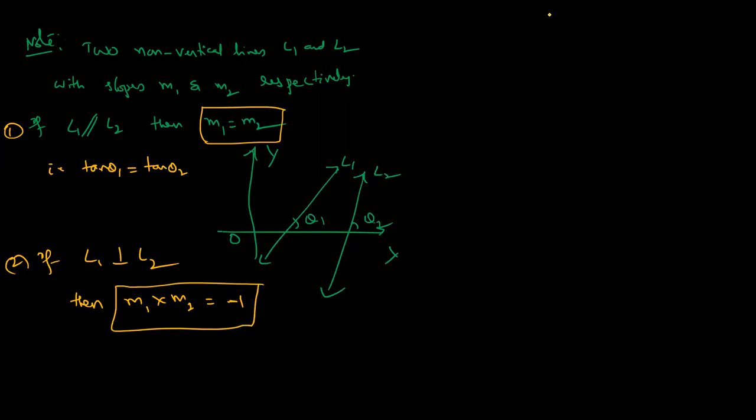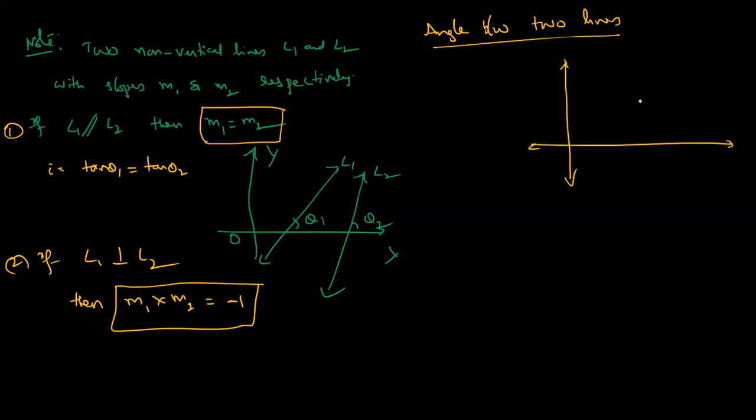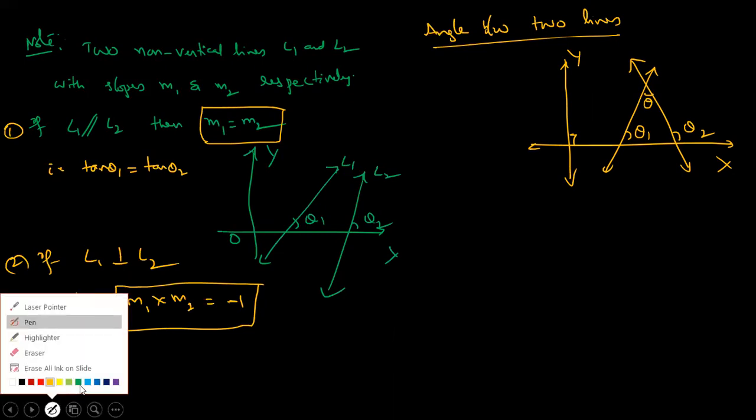So dear students, once again, the concept here is the angle between two lines. This one makes some angle theta 1, dear students. This one makes some angle theta 2. The x and y coordinate axes are always perpendicular to each other. Now the concept is, how to find this angle theta? That is the question. How? Anyone?